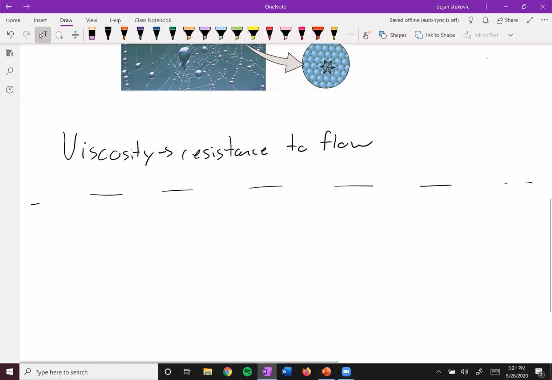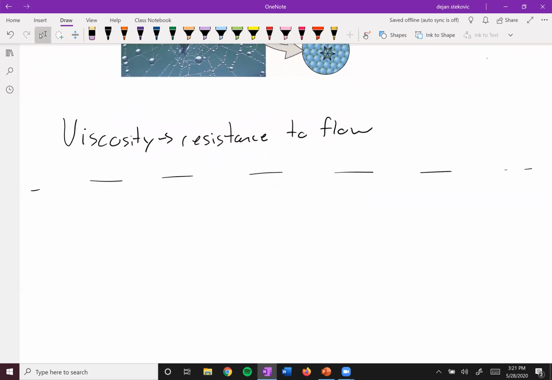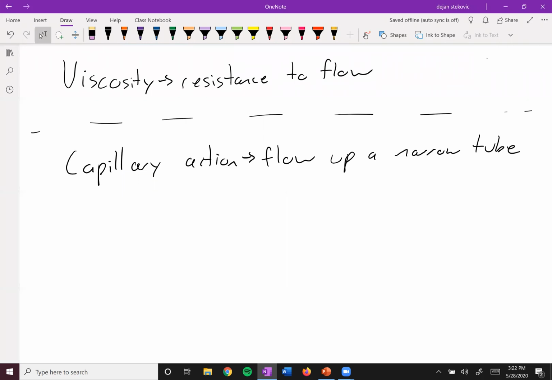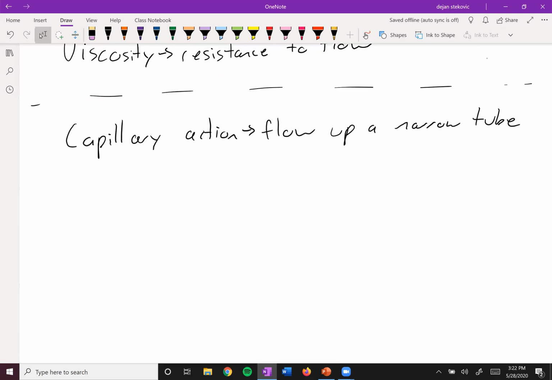Another very important property, especially for trees and some other biological purposes, is capillary action. Capillary action is the flow up a narrow tube. You may notice that water will flow up a narrow tube. This depends on what kind of intermolecular forces you have between the tube and the liquid you have in there. There are two main types of forces here: the adhesive forces and the cohesive forces.